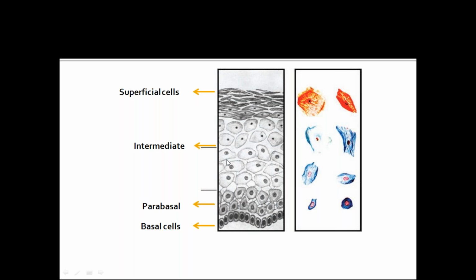Next, coming to the intermediate cells. These are very large cells, almost 5 times the basal cells, with a very small, vesicular nucleus. And next you can see the superficial cells. These are known as superficial cells, and they are responsible for the conified layer of the vagina.